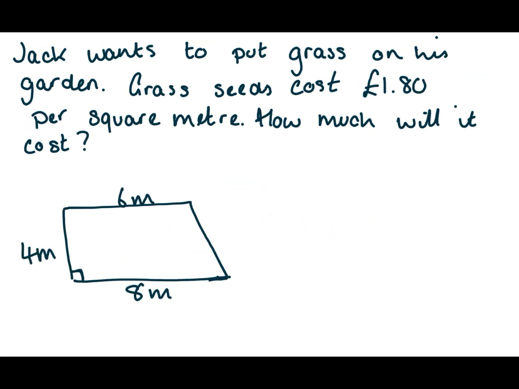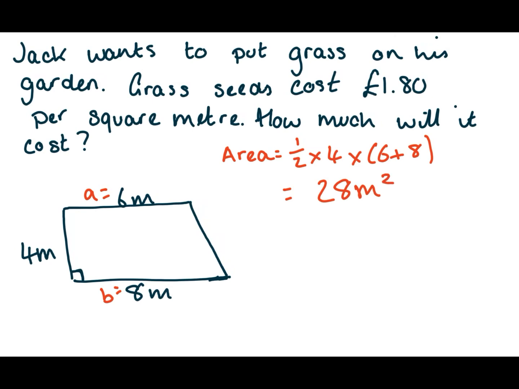So Jack wants to put grass on his garden. Grass seeds cost £1.80 per square metre. How much will it cost? So again, we need to find this area. So our A is going to be this 6 metres and our B is going to be this 8 metres. And our height is going to be 4 metres. So we're going to say area equals half times our height, which is 4, times 6 plus 8, which gives us 28 metres squared.